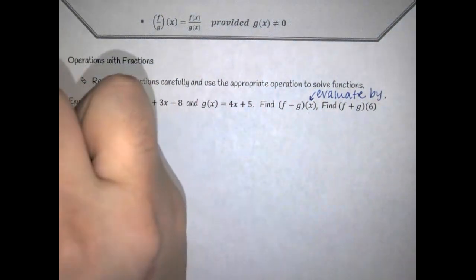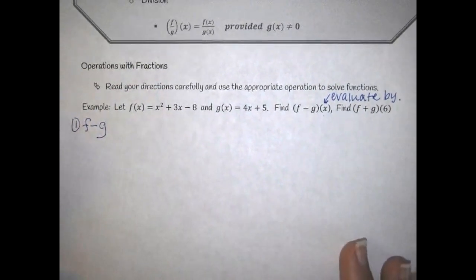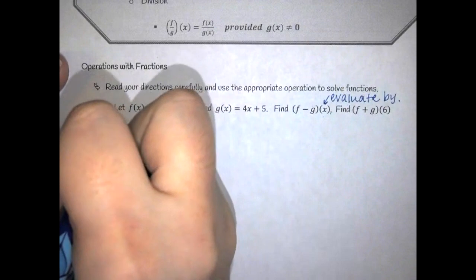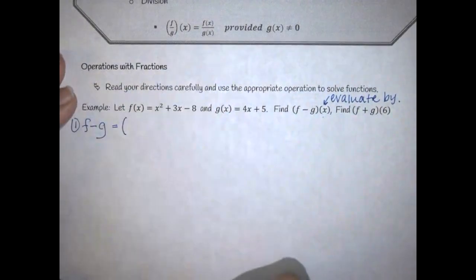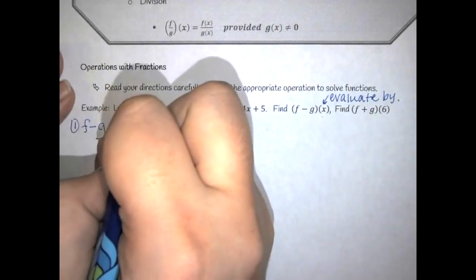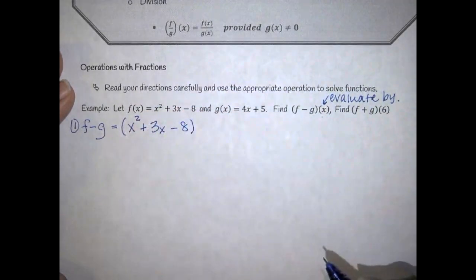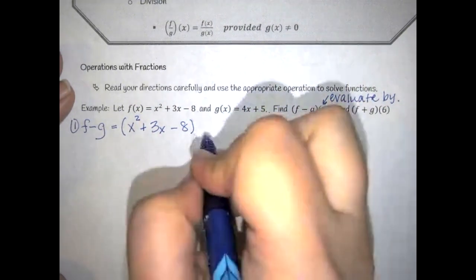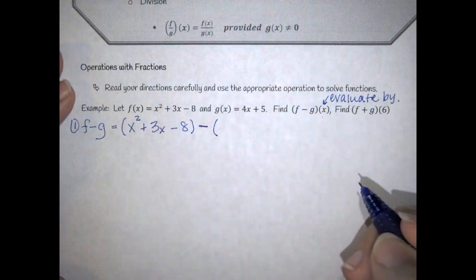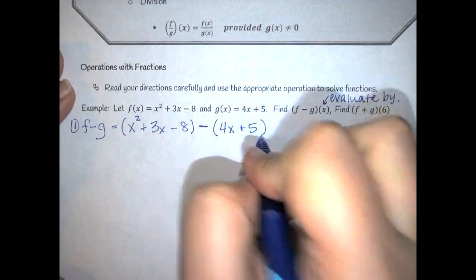So let's go ahead and look at this first part. We have to find f minus g. To find f minus g, first we're going to write the function of f, and I'm going to stick it in parentheses so that we can keep them separate. So the function of f is x squared plus 3x minus 8. And then we have to look at the function of g. We are subtracting, that's our operation. Then I'm going to open a new parenthesis here and put in the function of g. So this becomes 4x plus 5.